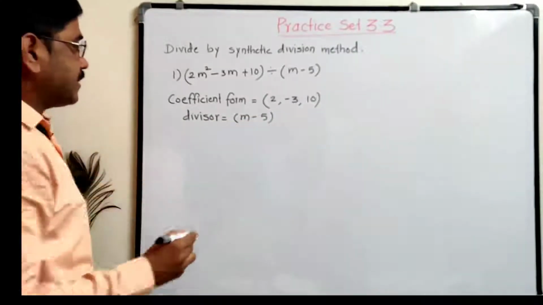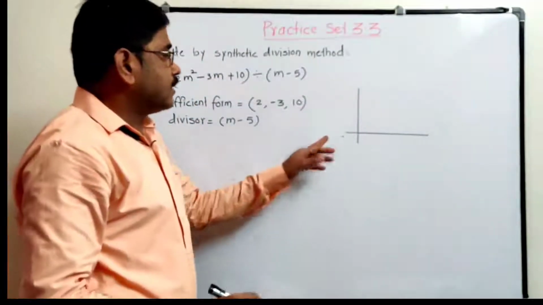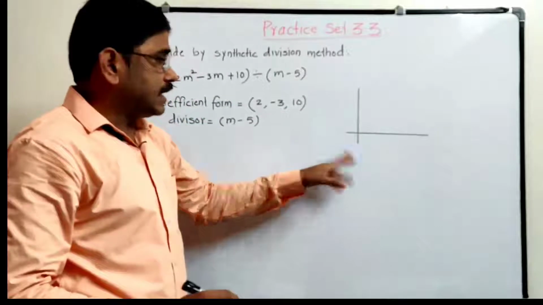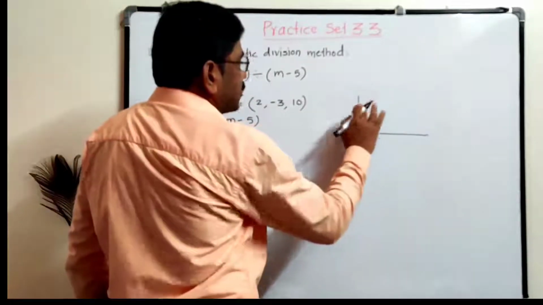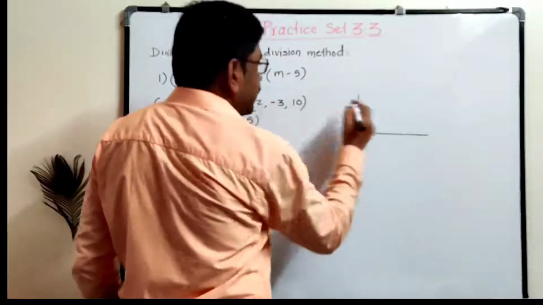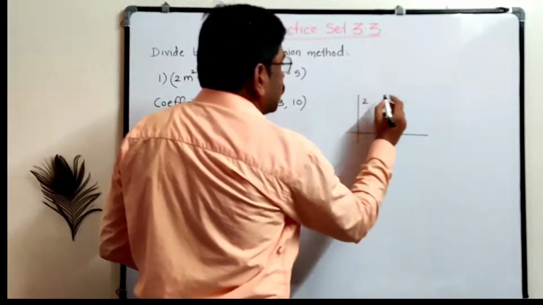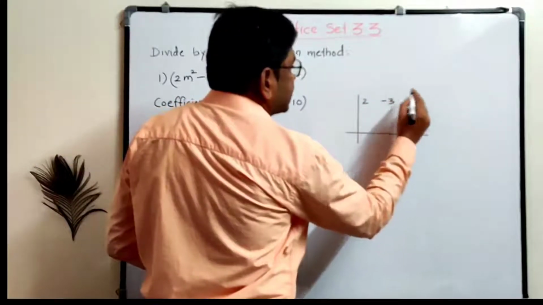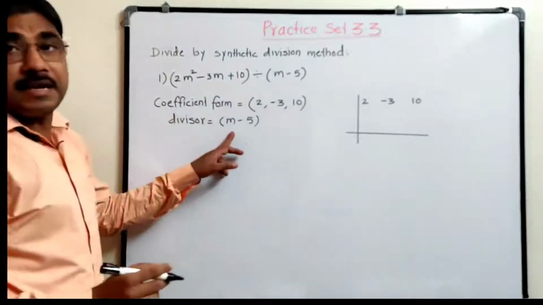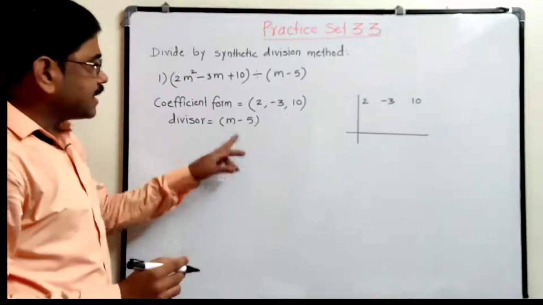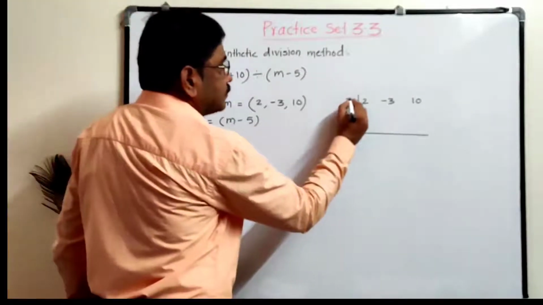So m minus 5 means divide by plus 5. So draw one horizontal line and one vertical line here. Now write the coefficient in the first row. In this first line we have to write the coefficients, 2 minus 3 and 10. Here the divisor is m minus 5. Minus 5, so write its opposite number here, plus 5.